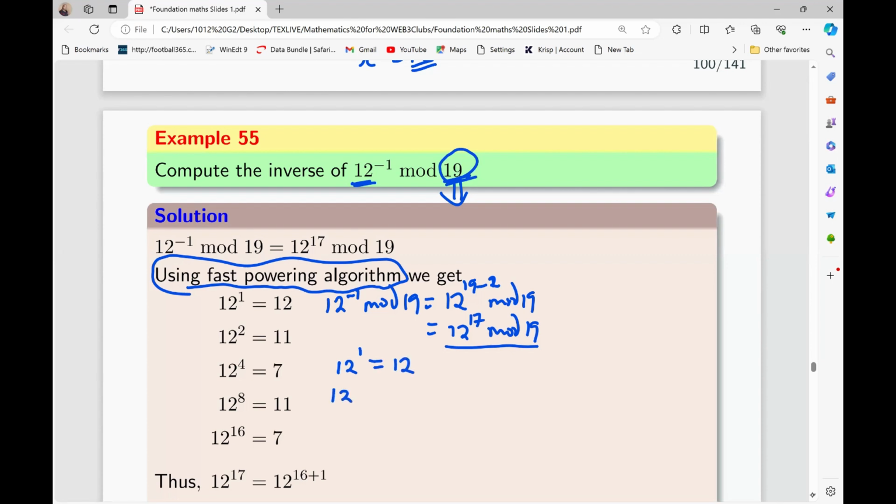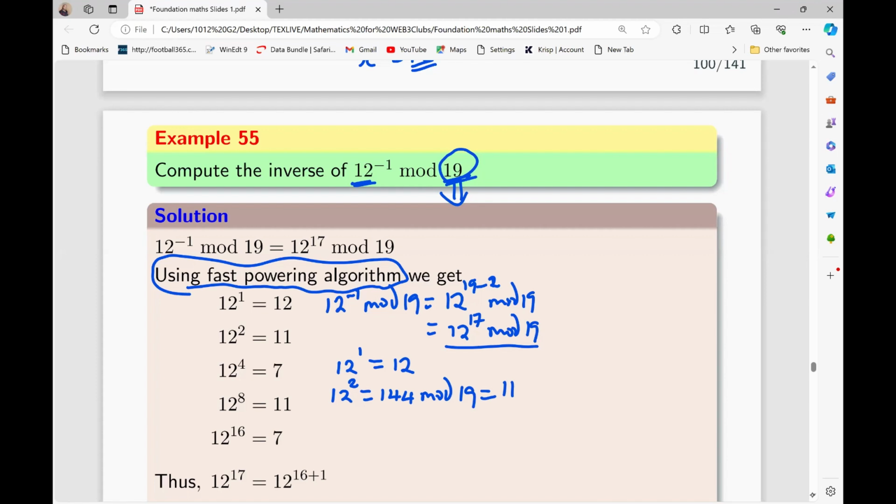Then 12 squared, which is 144. Remember, we are doing mod 19. What is that? It means that our divisor is 19. So we are dividing by 19 and noting the remainder at every point. Let's just do that. 144 divided by 19 goes there 7 times. You're using your calculator also. So if it goes there 7 times, what is the remainder? I'm getting 11.